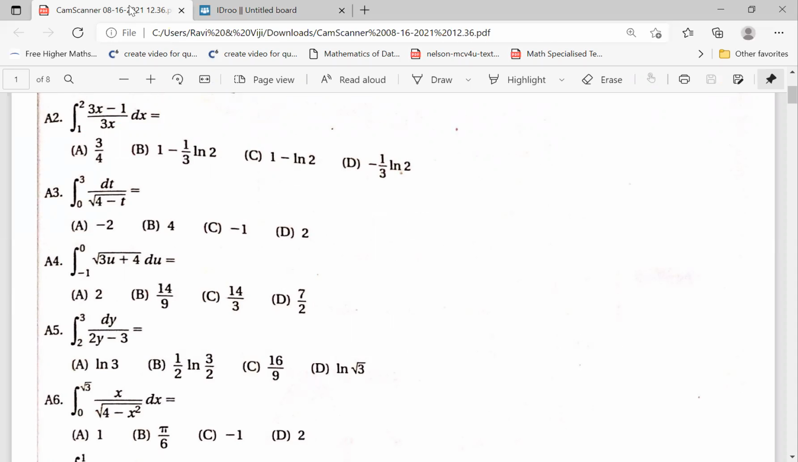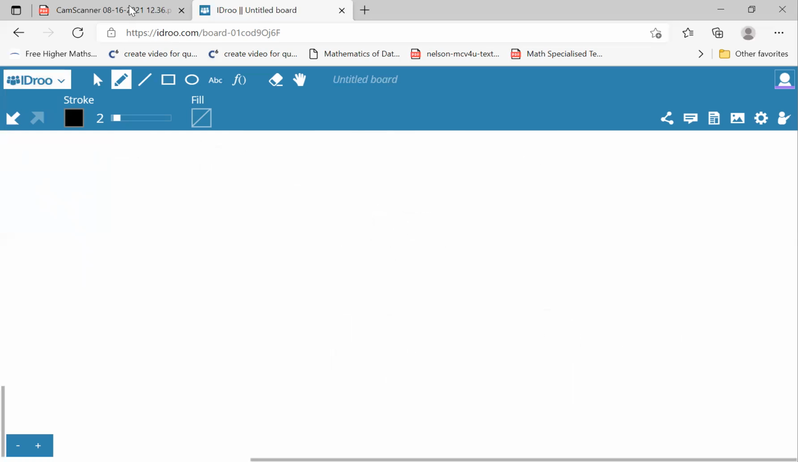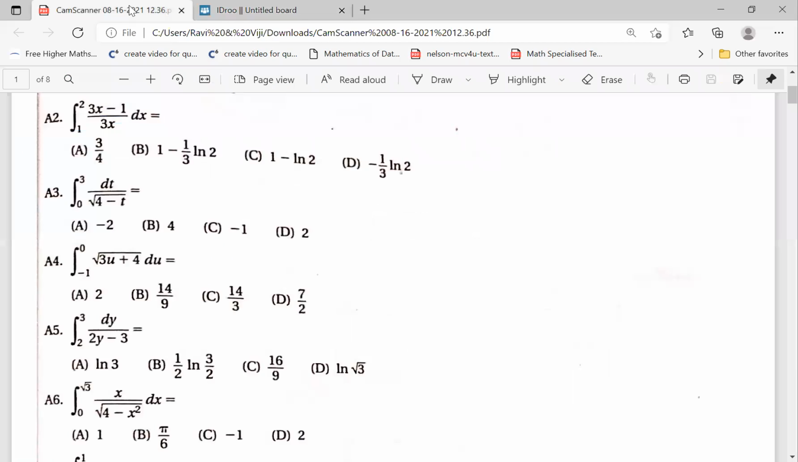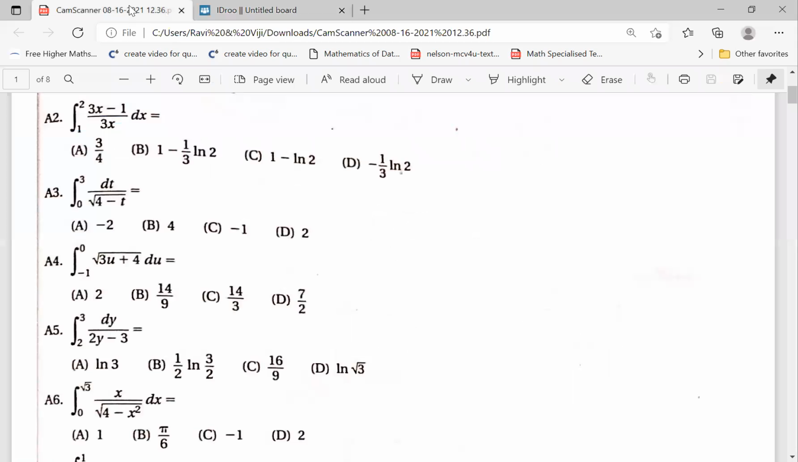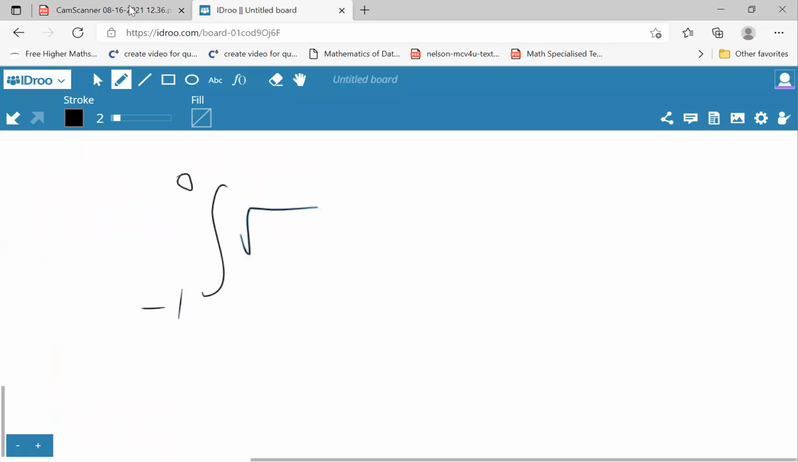Fourth problem, integration of minus 1 to 0 root of 3u plus 4 du. Same way, this also can be solved by the method of substitution.